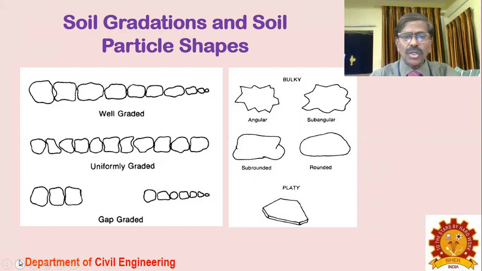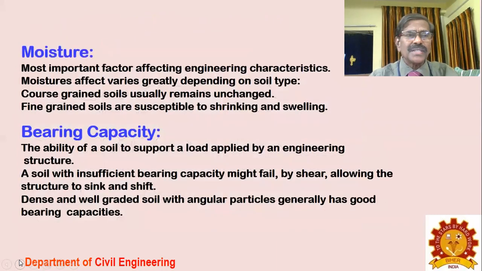That is as far as the soil is concerned. Then moisture. It is the most important factor affecting the engineering characteristics, and its effect greatly depends on the soil type. The moisture and soil type affect the engineering properties substantially. Coarse-grained soils usually remain unchanged. Fine-grained soils are susceptible to shrinkage and swelling, and this is because of the moisture content. When there is a variation of the moisture content, the shrinking and swelling will vary enormously, because its compaction also varies.